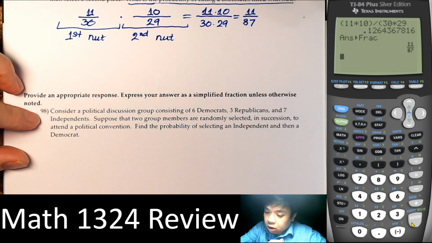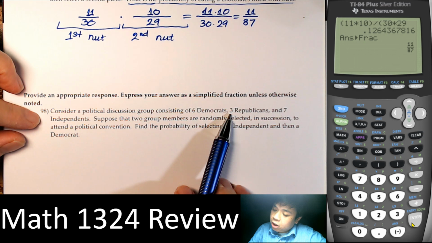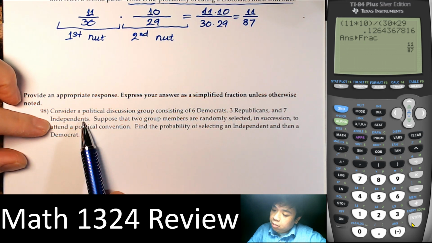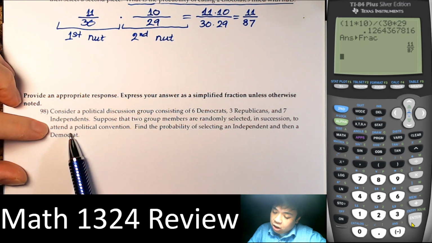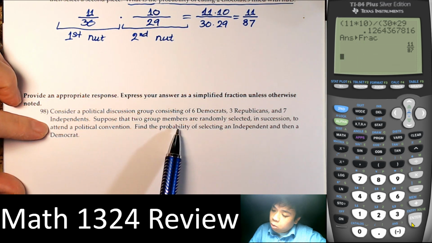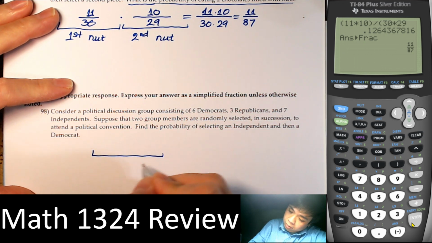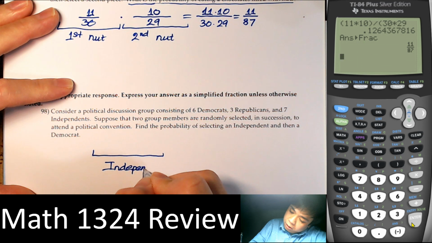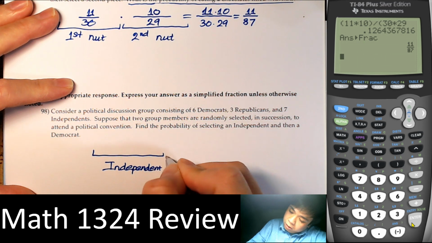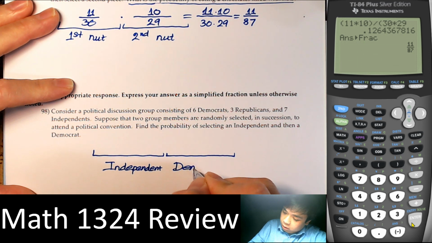Next, I consider a political discussion group has 6 Democrats, 3 Republicans, and 7 Independents. Suppose that 2 group members are selected. Intersection. Find the probability of an independent and a Democrat. So we have independent and then a Democrat.